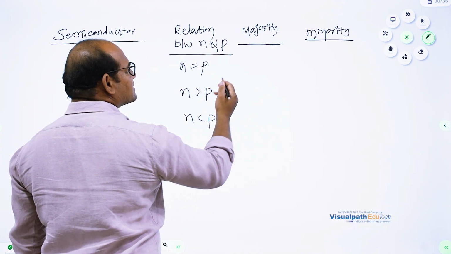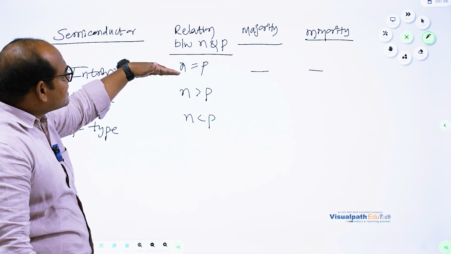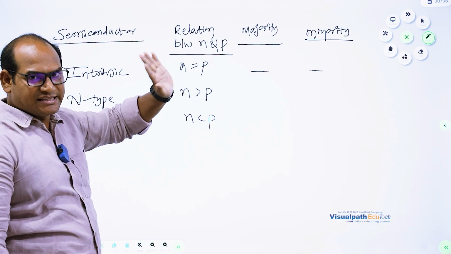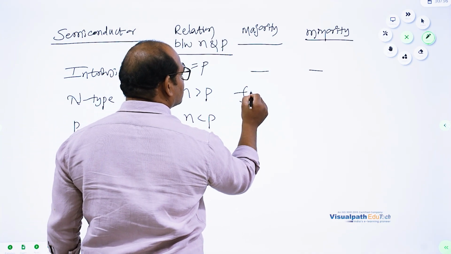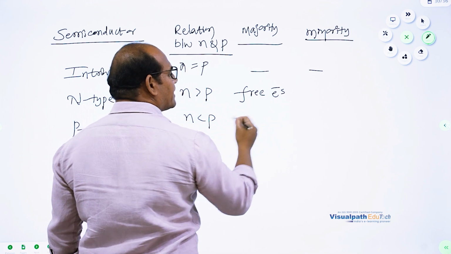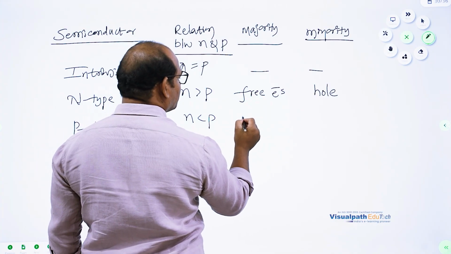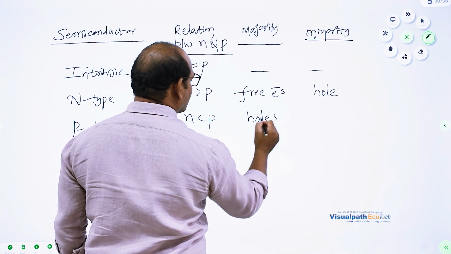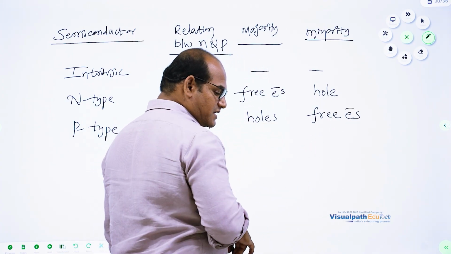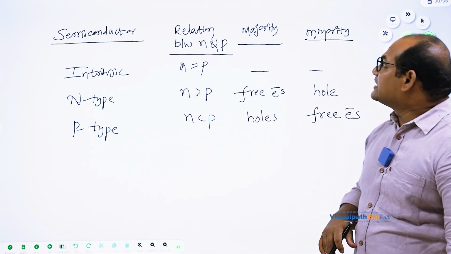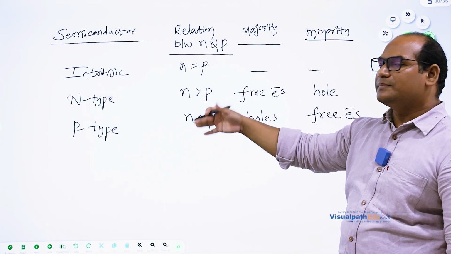That means here majority and minority, it is not like that, because the free electron concentration is exactly equal to the hole concentration. So nothing is majority, nothing is minority. But in case of N type semiconductor, majority are free electrons. These are very, very important points. And minority means holes. Next, in case of P type semiconductor, majority are nothing but holes and minority are nothing but free electrons. So this table is very, very important, which is giving the information about the relation of N and P and which are minority and which are majority in case of the intrinsic, N type and P type semiconductors.